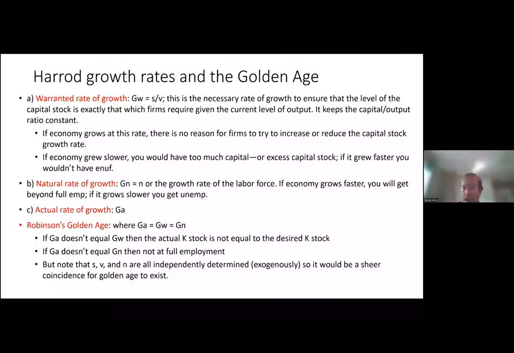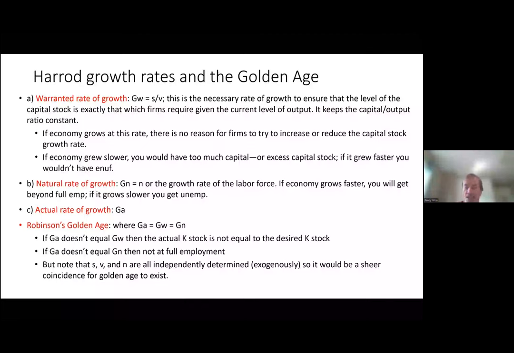And then finally, the actual rate of growth is GA. It's whatever the economy is actually growing. The golden age occurs where these three things are equal. So your actual growth rate is equal to your warranted growth rate, and that is equal to the rate of growth of your labor force. Right. If the actual doesn't equal the warranted, then the actual capital stock is not equal to the desired stock. If the actual doesn't equal the natural, then you're not at full employment, either too little or too much labor.